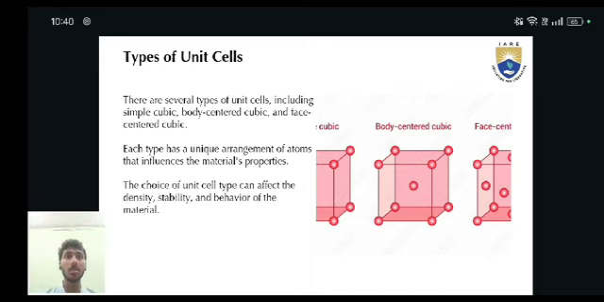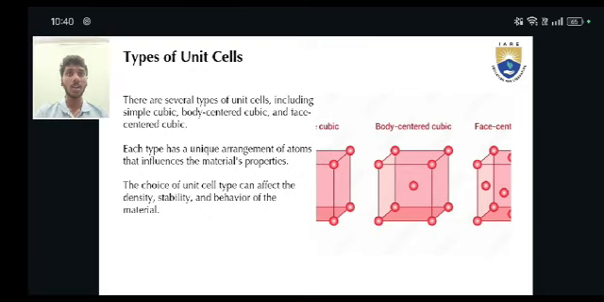Unit cells are the building blocks of a crystal structure. They represent the smallest repeating unit that, when stacked in three-dimensional space, forms the entire crystal lattice. There are several types of unit cells, categorized based on their geometry and lattice arrangement.